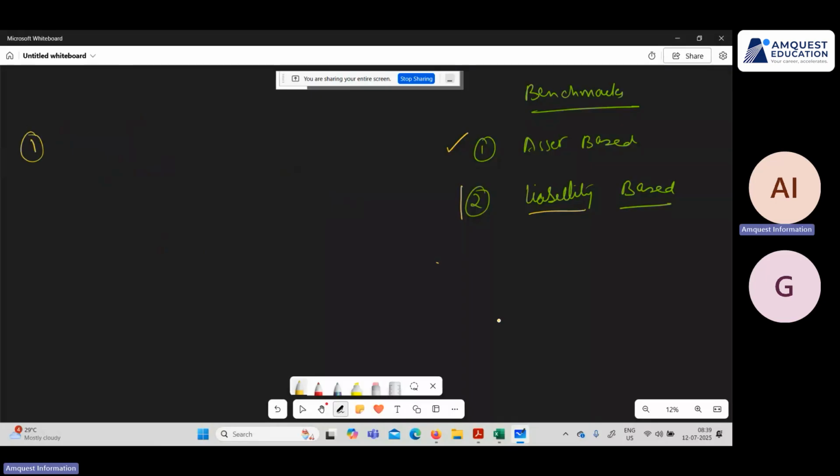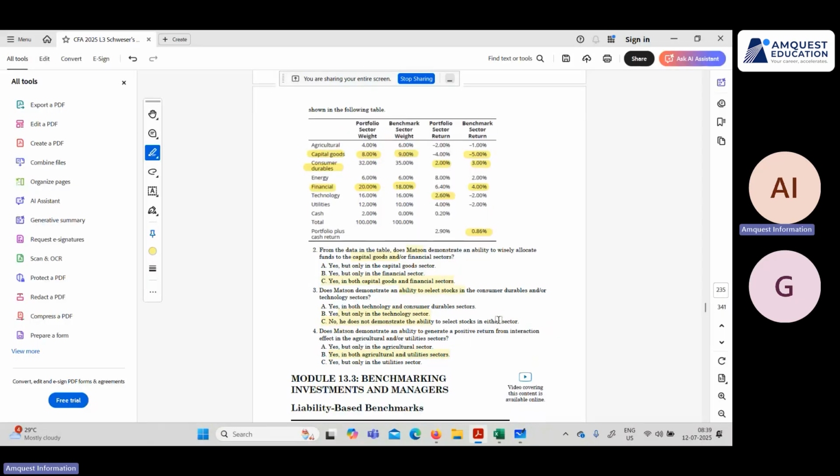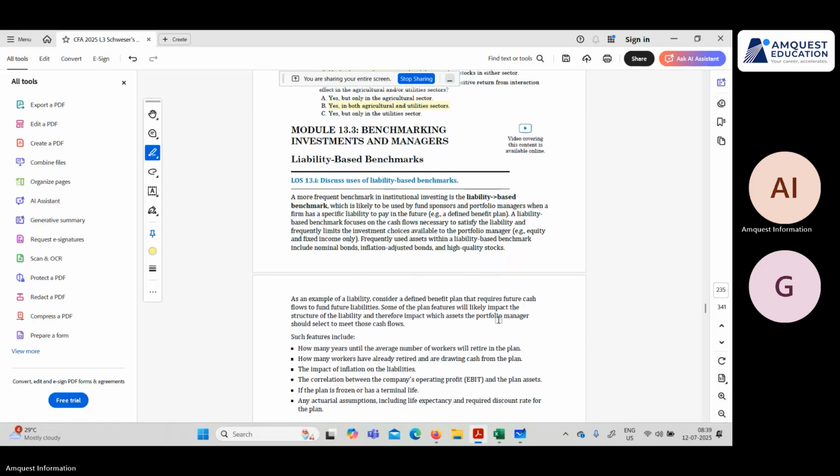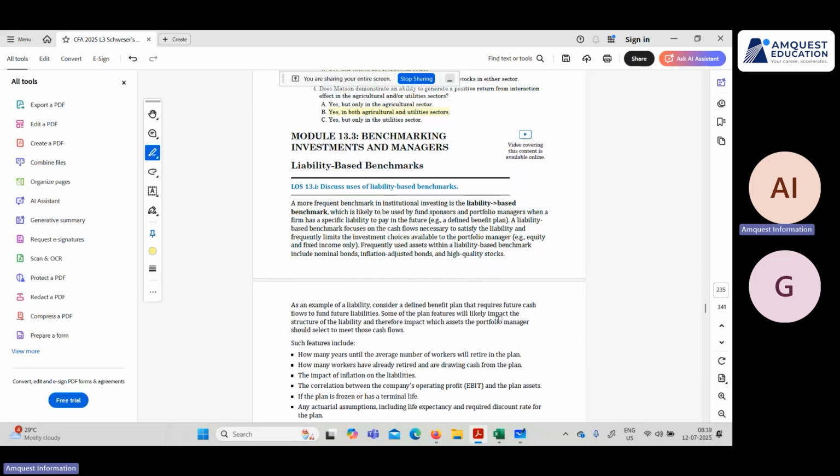So one thing that they say is, how many years? In fact, let's just look at this rather than I type everything, and then I'll show you. Look at this. Your liability based benchmark has some features, like how many years until the average age of workers will retire in the plan.